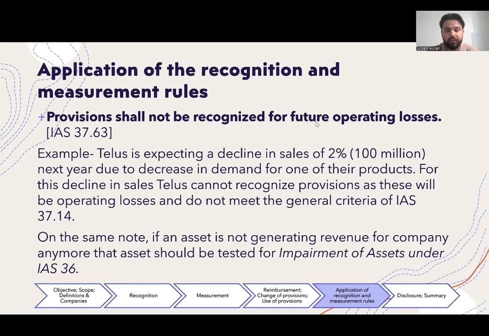On the same note, if an asset is not generating revenue for the company, that asset should be tested for impairment under IAS 36.